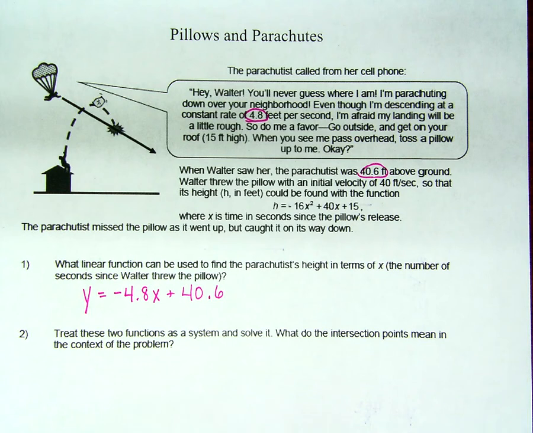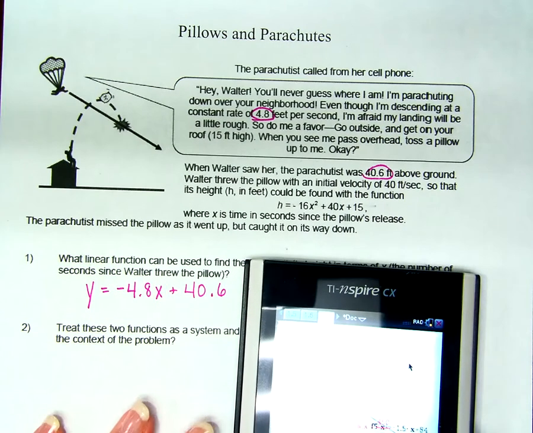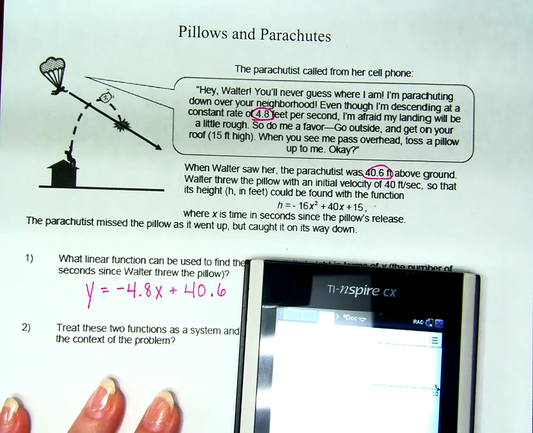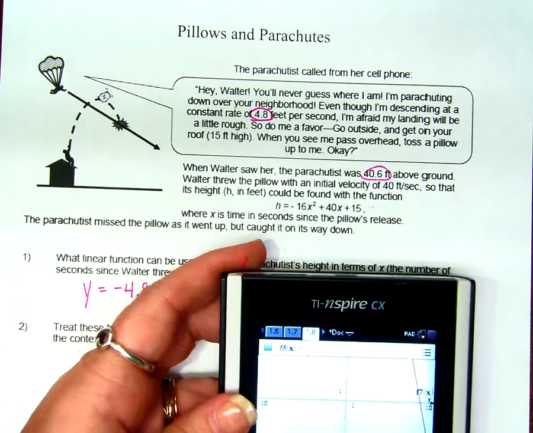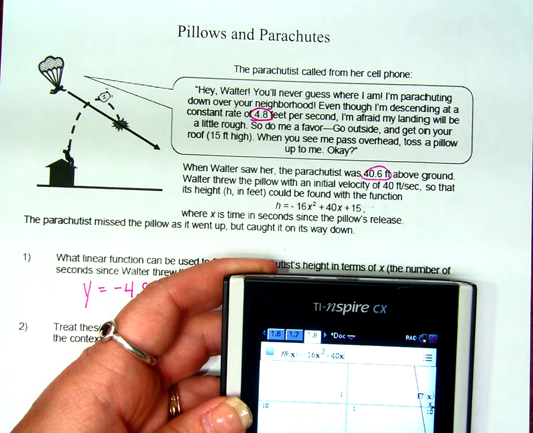Treat these two functions as a system and solve it. How do you want to go about solving this system? Calculator? Okay, that's fine. I'm just going to add a new page to make it a little bit quicker. So negative 4.8x plus 40.6. And then I need to get the other equation in there, so I'm going to tab again. Negative 16x squared plus 40x plus 15.